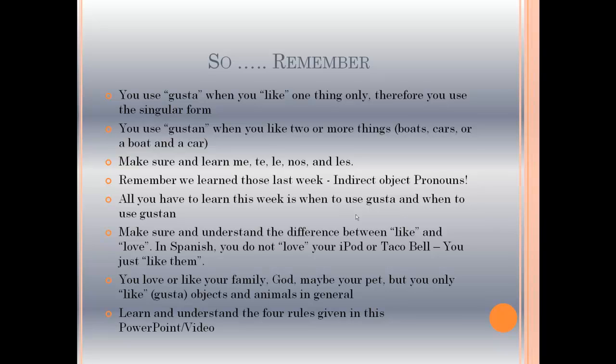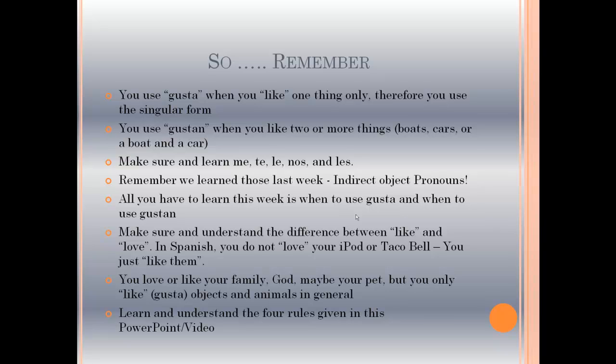Okay, it's very simple. Gustan, plural, just plural if it's one or more than one thing, either plural or 2 individual things. That makes gustan instead of gusta. Okay, so it's very simple. The rules are not complicated.